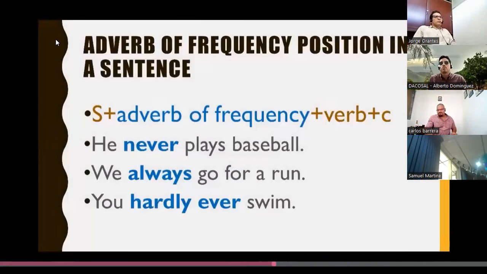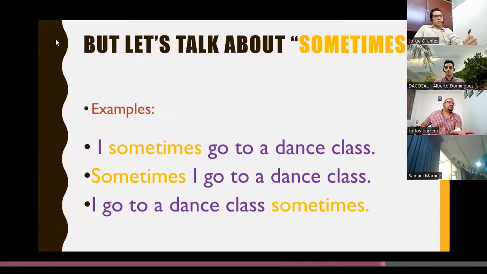I think it would help to know the position of the adverbs of frequency in a sentence. Subject plus adverb of frequency plus verb plus complement. So let's replace the structure with real sentences. He never plays baseball. We always go for a run. You hardly ever swim. Notice the position of the adverbs. Never, always, hardly ever. But let's talk about sometimes.